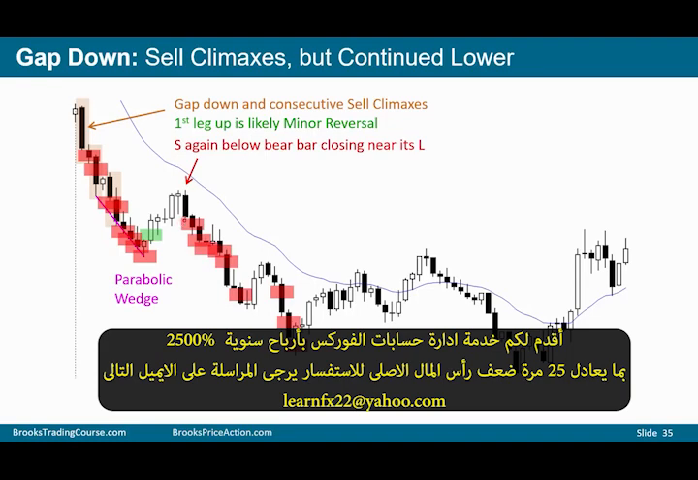And bears will look to sell below bear bars closing near their lows. So instead of getting a reversal up from a sell climax, the reversal became a bear flag and the bear trend resumed.